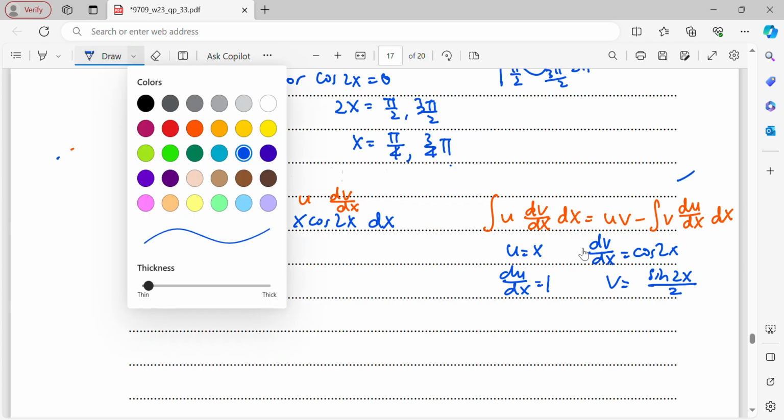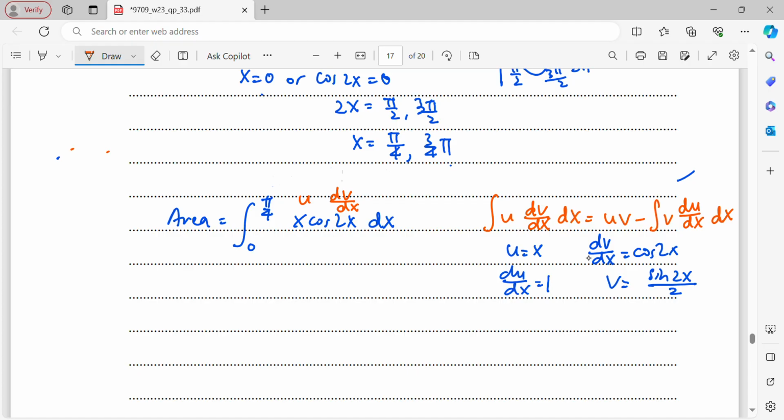Now for your information, if the integration has limits, because here we have 0 and pi over 4, with limits a and b, we have to consider the limits as well. So this will be the definite integral for integration by parts. Then I will substitute into the formula. This is going to be uv, so x sine 2x over 2 with limits, then minus the integral of v du/dx, so sine 2x over 2 dx, with limits as well.